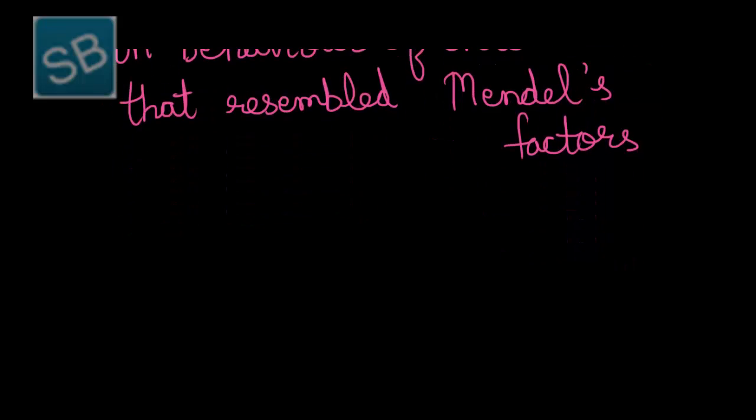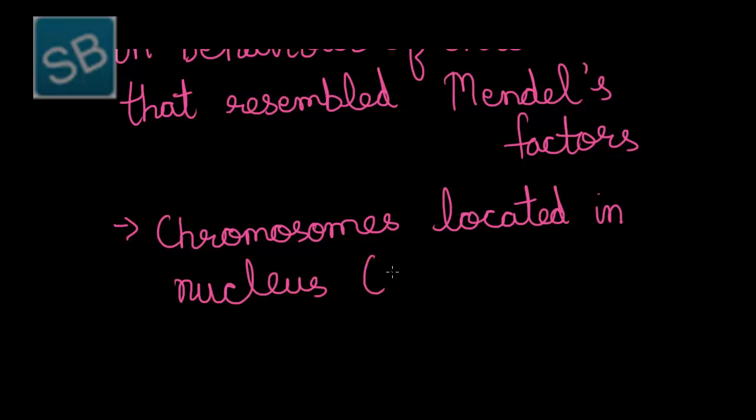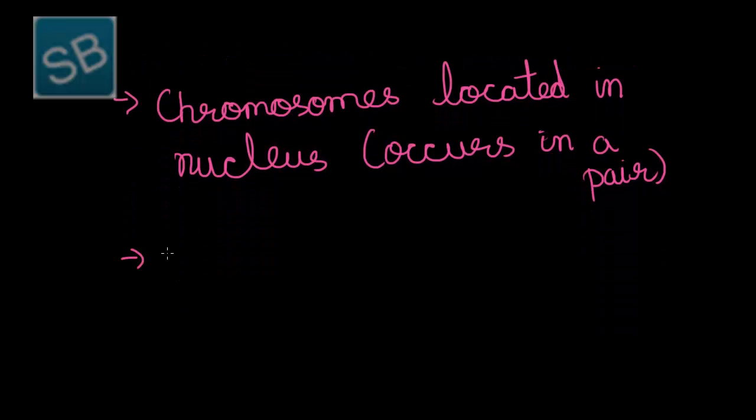So, what were these factors? As we all know, chromosomes are located in the nucleus and always occur in pairs. Moreover, Mendel's factor, that is the factor according to Mendel's theory, also occurred in pairs.